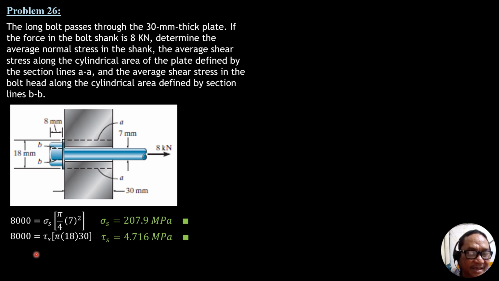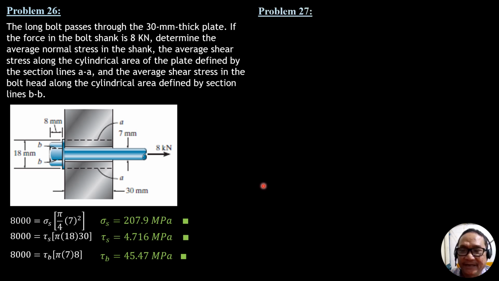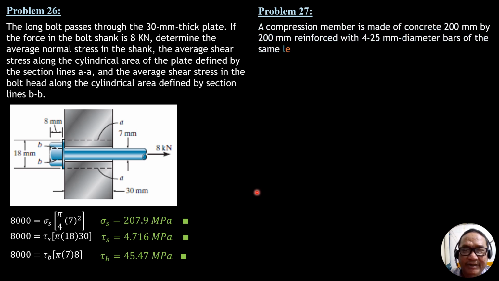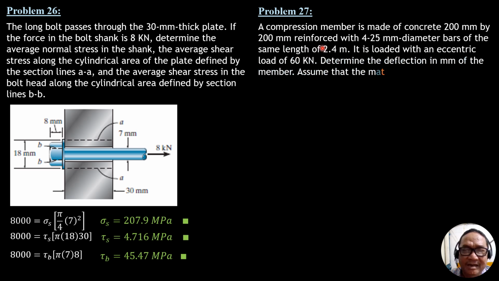Then for the third, it's the same except that we replace the diameter by 7 mm and the thickness by 8 mm. So 8,000 equals the shear stress in the bolt times the quantity pi times 7 times 8. So the shear stress in the bolt is equal to 45.47 megapascals.